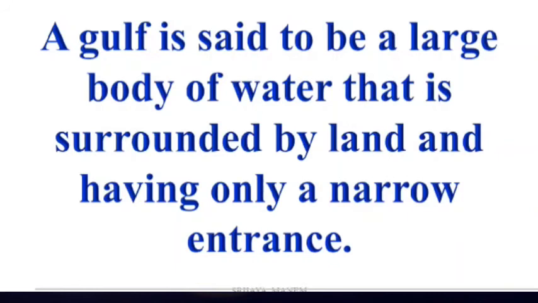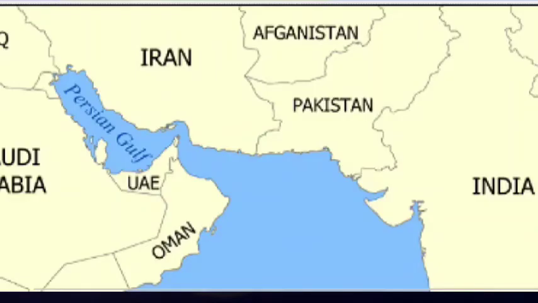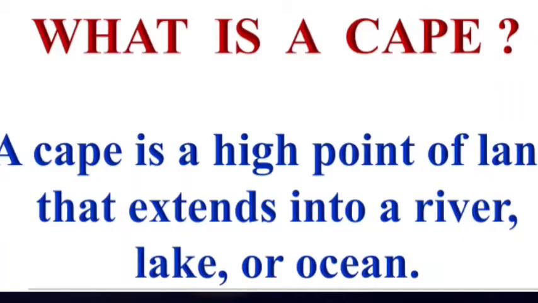What is a gulf? A gulf is a large body of water that is surrounded by land and having only a narrow entrance. You can see examples. What is a cape? A cape is a high point of land that extends into a river, lake, or ocean. You know, best example, Cape of Good Hope, and some examples you can see here.